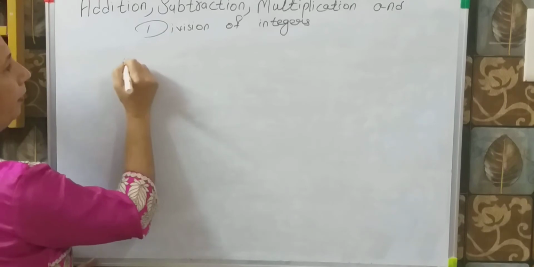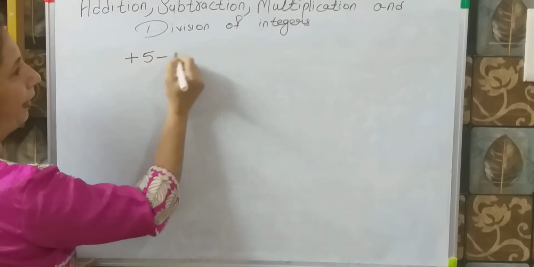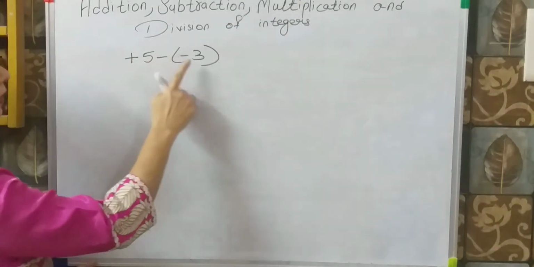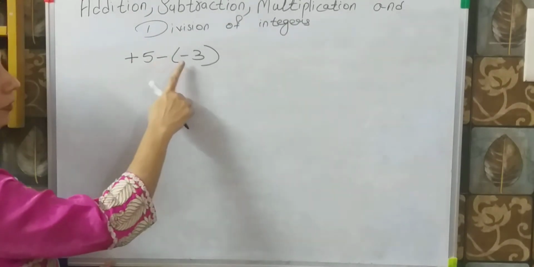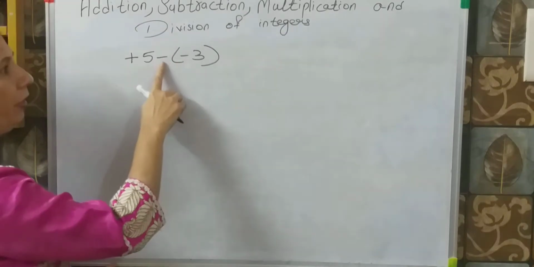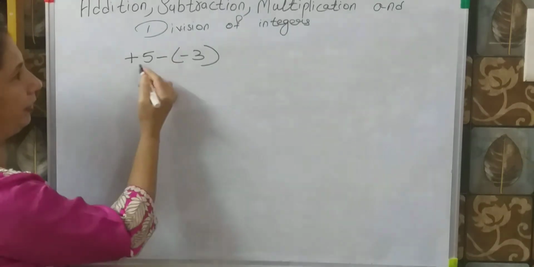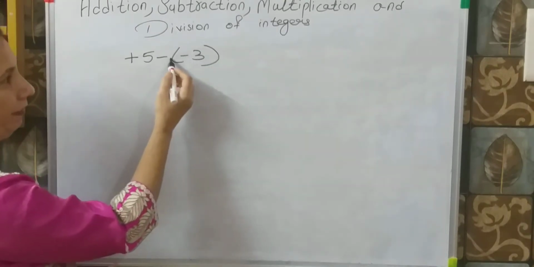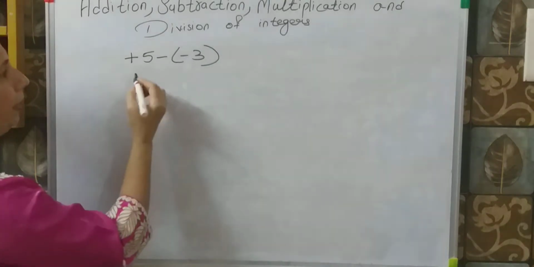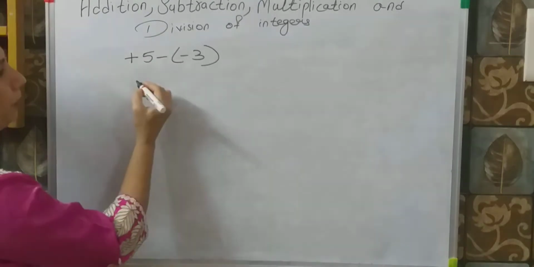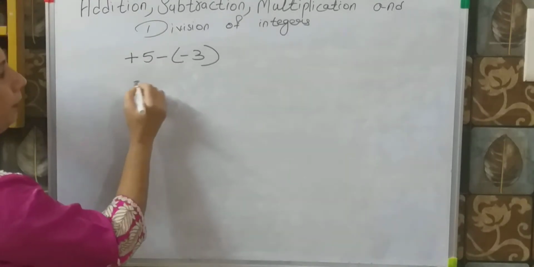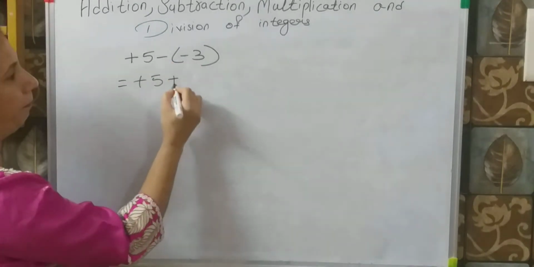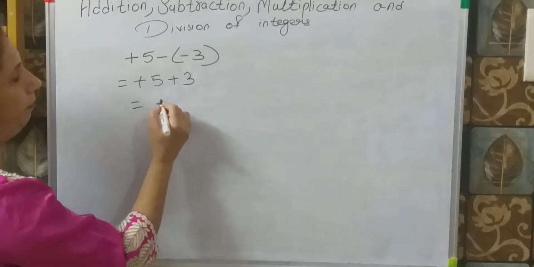Suppose we have the number plus 5 minus minus 3. So two negative signs. Always remember, two negative signs if we are not having a number in between. See, plus 5 minus bracket minus 3. Here we are not having any number in between these two signs. So it will convert into a positive sign when we open the bracket. So plus 5, when negative becomes plus 3. So we got the answer plus 8.